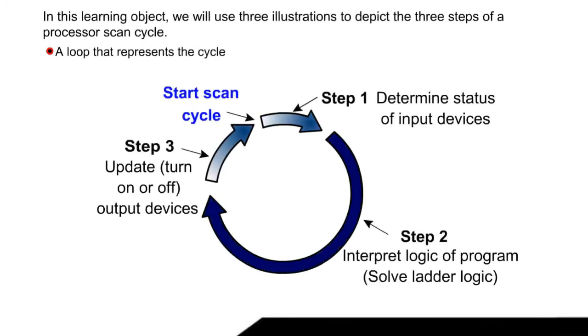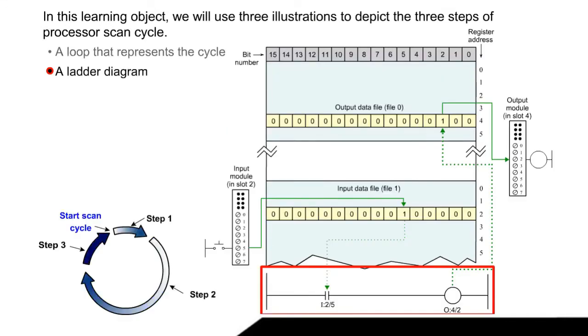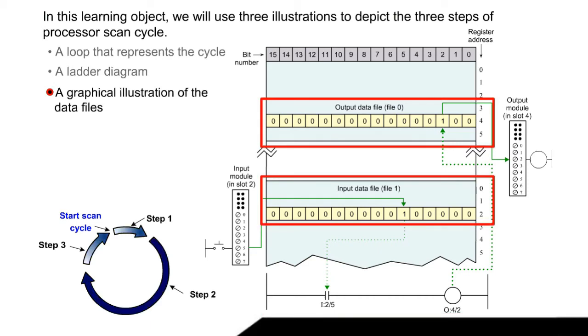In this learning object, we will use three illustrations to depict the three steps of a processor scan cycle: a loop that represents the cycle, a ladder diagram, and a graphical illustration of the data files.